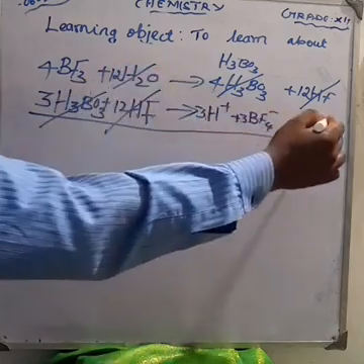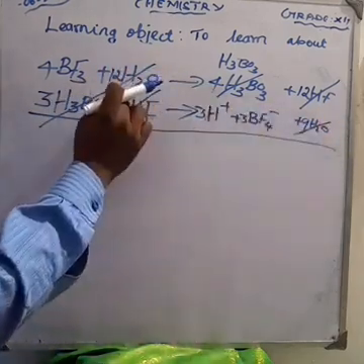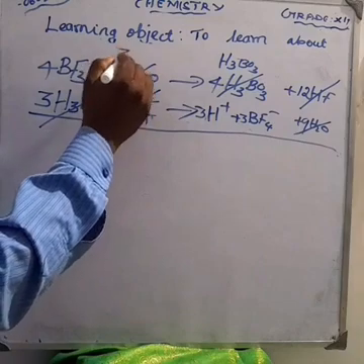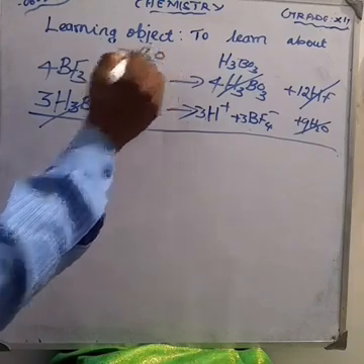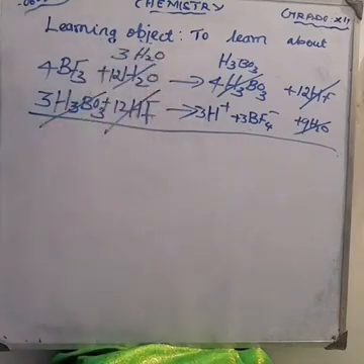Next, the water molecules can be cancelled. Here having 9 water molecules, here having 12 water molecules. What is the remaining? 3 water molecules, am I right? There is no other possibility for cancelling, so we can write as usual.